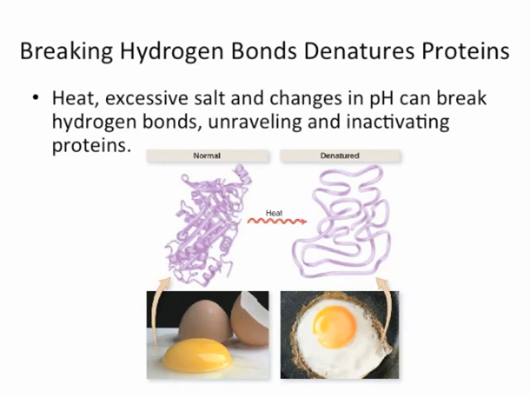And that's what happens when you're cooking an egg. That's the example here from your book. So you've got proteins in one form, and then when you heat them up, the proteins all unravel and you get a different form.